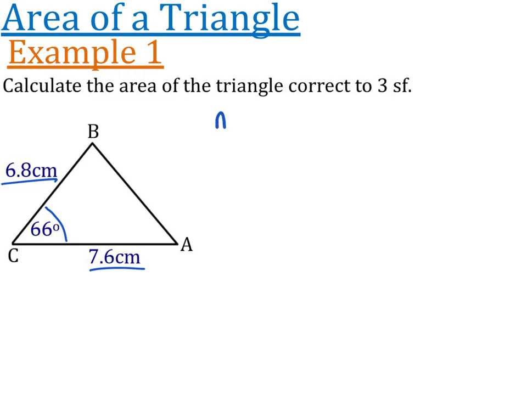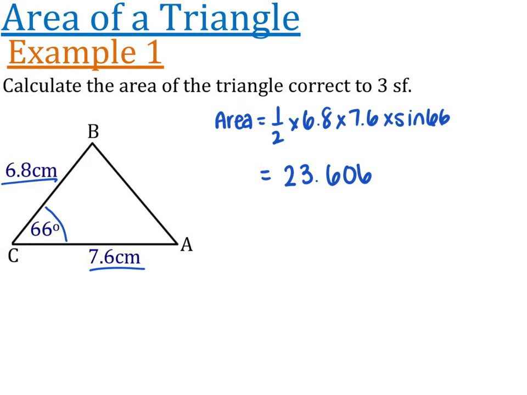So I've got area equals 1/2 times by a times by b times by the sine of the angle between them. All right, and popping that into my calculator, I get 23.606. So to 3 significant figures, 1, 2, 3, the 0 does nothing to that 6, so 23.6 centimeters squared.